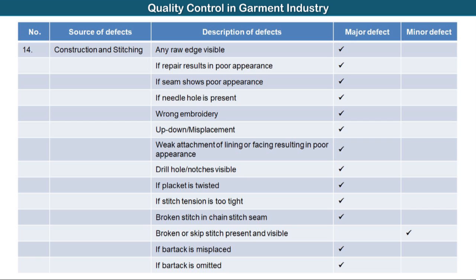Drill hole, notches visible, if a placket is visible or twisted, if stitch tension is too tight, broken stitch in the chain stitch seam, broken or skip stitch present and visible, if bar tack is misplaced, and if bar tack is omitted. These come under the construction and stitching category.